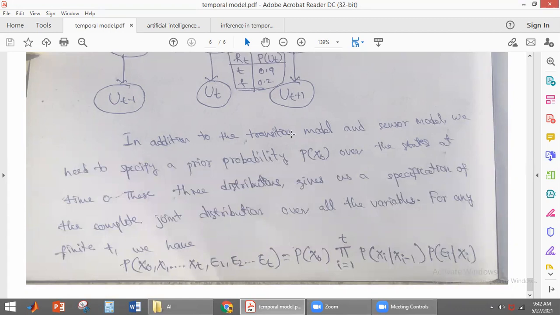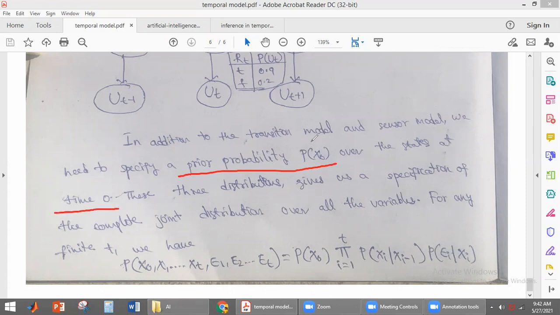In addition to the transition model and sensor model, we need to specify the unconditional probability over the states at time t is equal to 0, that is, the probability of X0. So we also need to know the probability of the state variable at time t is equal to 0. Once we know all this, we can obtain the complete joint distribution.